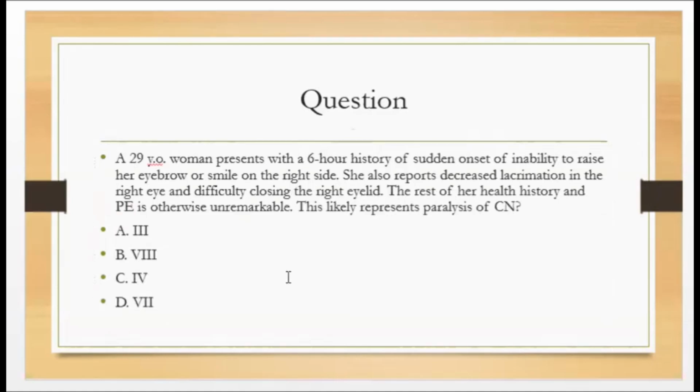A 29-year-old woman presents with a 6-hour history of sudden onset of inability to raise her eyebrow or smile on the right side. We just finished saying this. She also reports decreased lacrimation in the right eye and difficulty closing the right eyelid. The rest of the health history and physical examination is otherwise unremarkable.